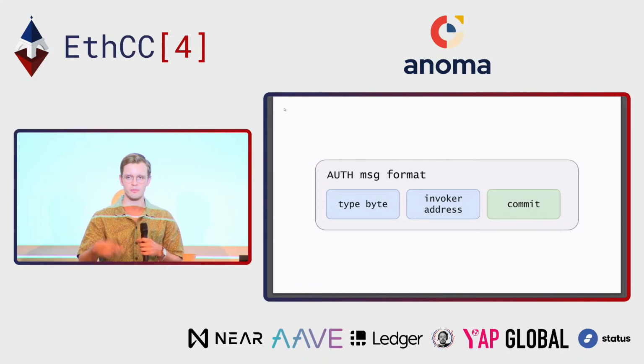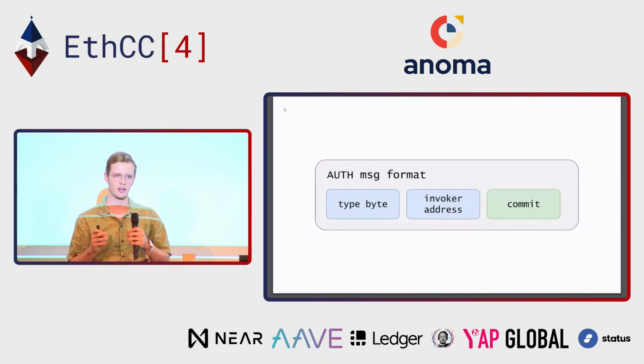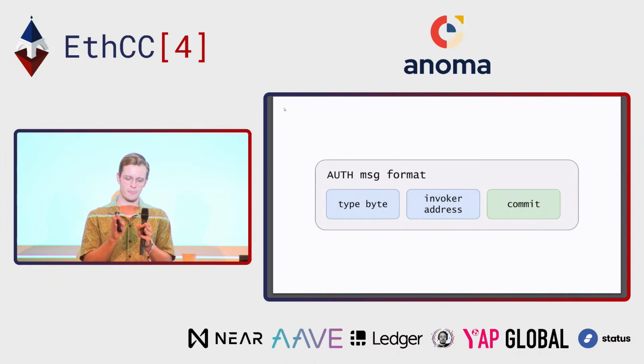If we look at what the auth message format actually looks like, the thing that you're signing as a user using 3074, it looks something like this. There are these three elements: the type byte, the invoker address, and the commit. You can think of the type byte as a discriminator, so it says only messages that start with the byte 03 are valid in the 3074 world. And so that gets rid of anything that was signed under like EIP-712 or EIP-191 or transactions. None of those things can be considered 3074 messages.